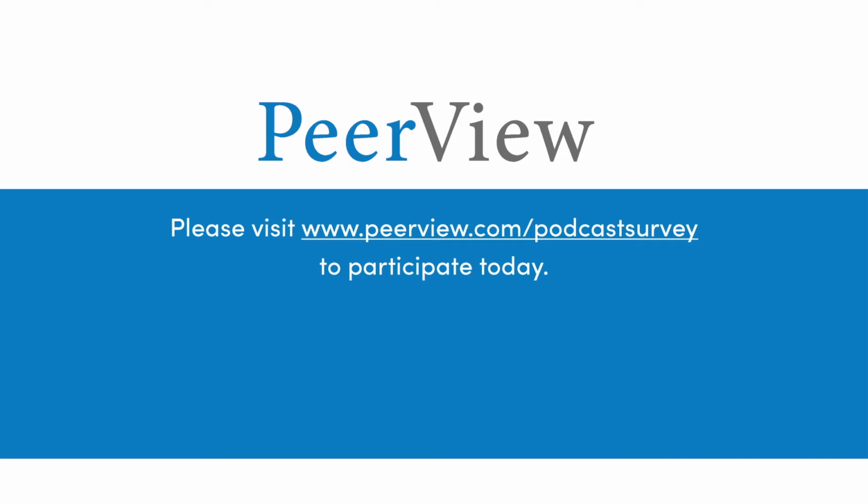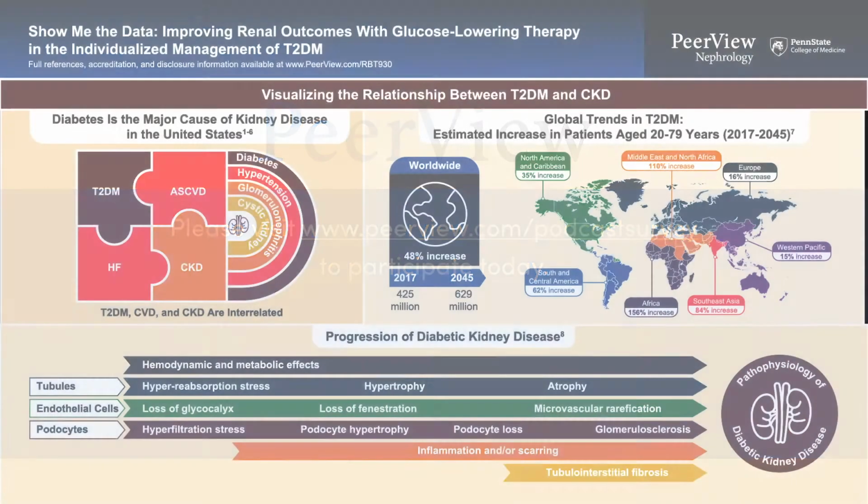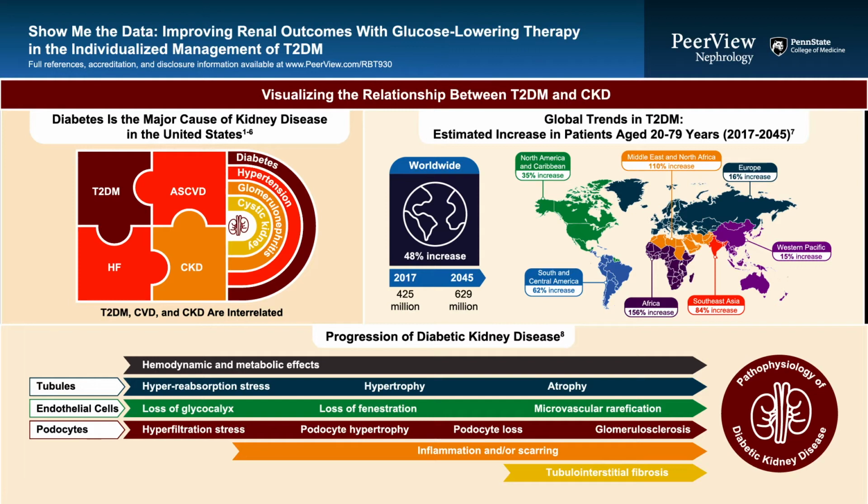I'm Dr. George Bakris, Professor of Medicine and Director of the American Heart Association Comprehensive Hypertension Center at the University of Chicago Medicine. Welcome to this CME activity entitled Show Me the Data, Improving Renal Outcomes with Glucose-Lowering Therapy in the Individualized Management of Type 2 Diabetes. We're going to look at various aspects of Type 2 diabetes and CKD.